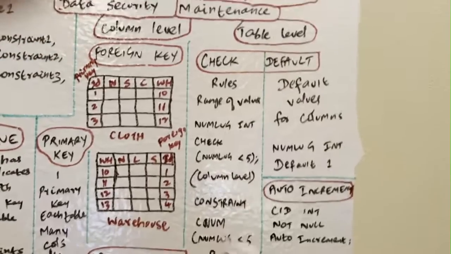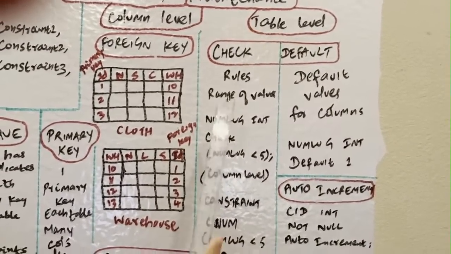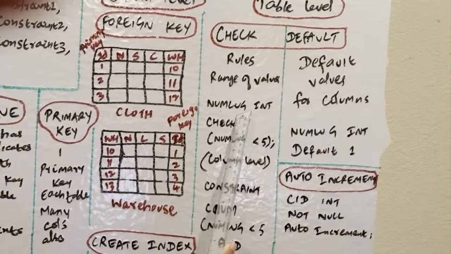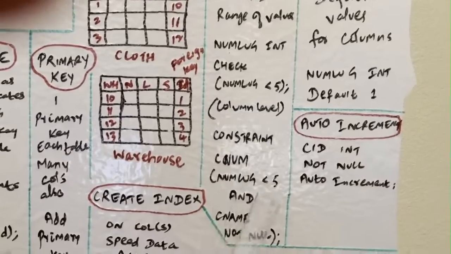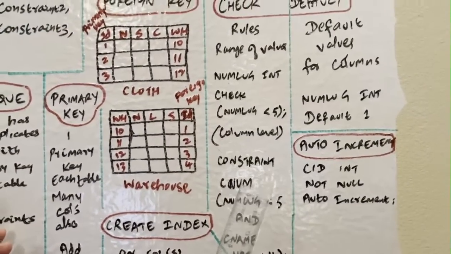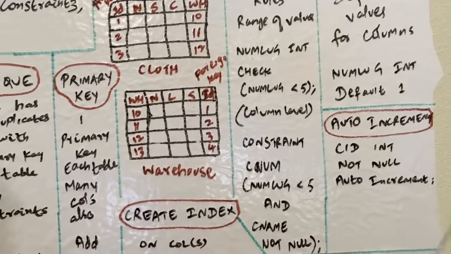While inserting data into each row, each column, we can put a check, a range of values. This is called check, like number of luggages in the trains table. I'm saying check number of luggages less than 5. If you try to put 6, it won't allow because the train is small. You cannot put a lot of luggages on different passengers. There is a limit. It's a small train, small flight.